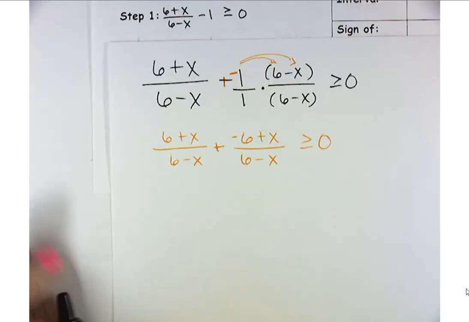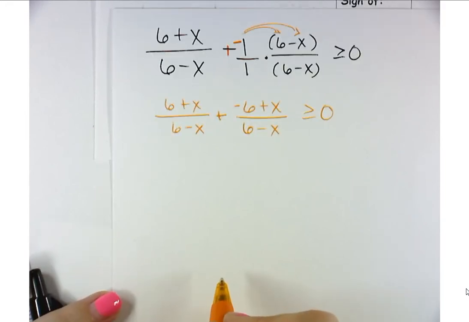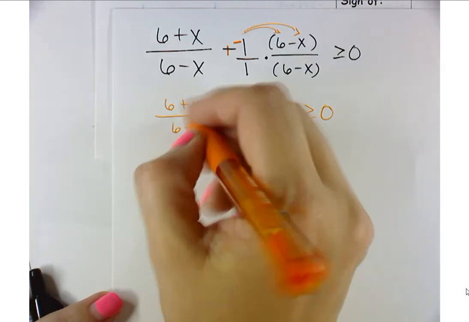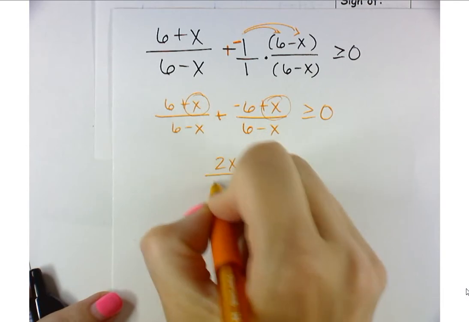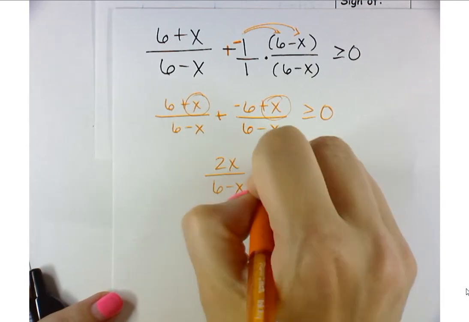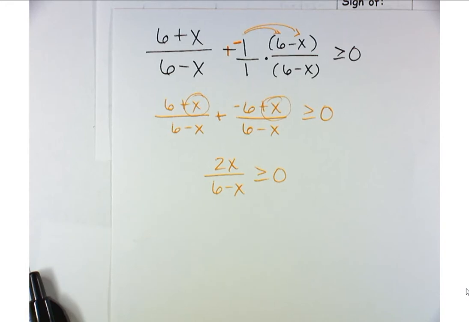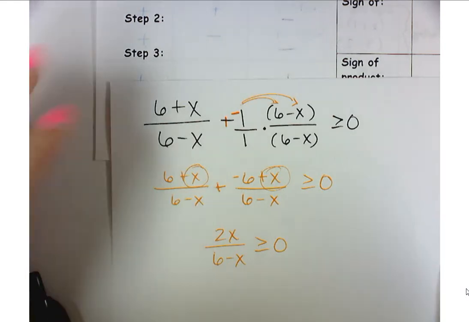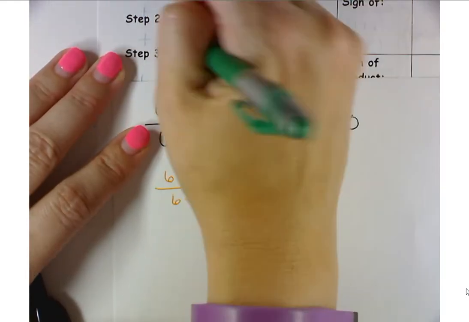And now I can just go ahead and add straight across because I do have a common denominator. So 6 plus a negative 6 is 0. X plus x is going to be 2x. So I'm going to have 2x over 6 minus x is greater than or equal to 0. Okay, so that is exactly what we did in 1.4.